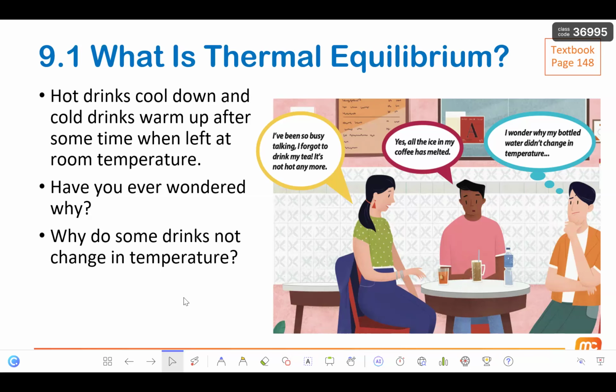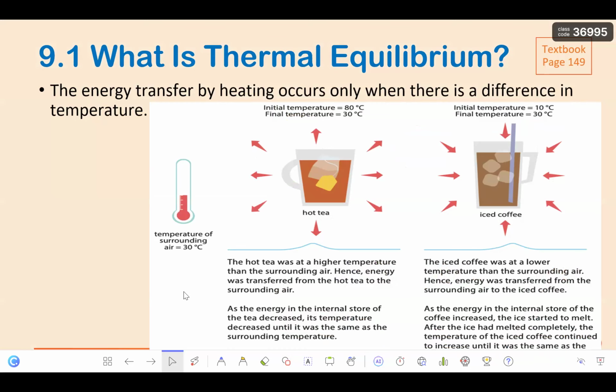Okay, so we zoom into that. It can be explained by thermal equilibrium. So at the start, the hot coffee is at a higher temperature. The hot tea is at a high temperature, while the cold coffee is at a lower temperature than the room temperature. The bottled water is at the same temperature as the room temperature. So heat, or energy, will always flow from a region of high temperature to a region of lower temperature. So since the tea is hotter than the surrounding, energy will move out of the hot tea to the surrounding. So the hot tea cools down because it loses energy.